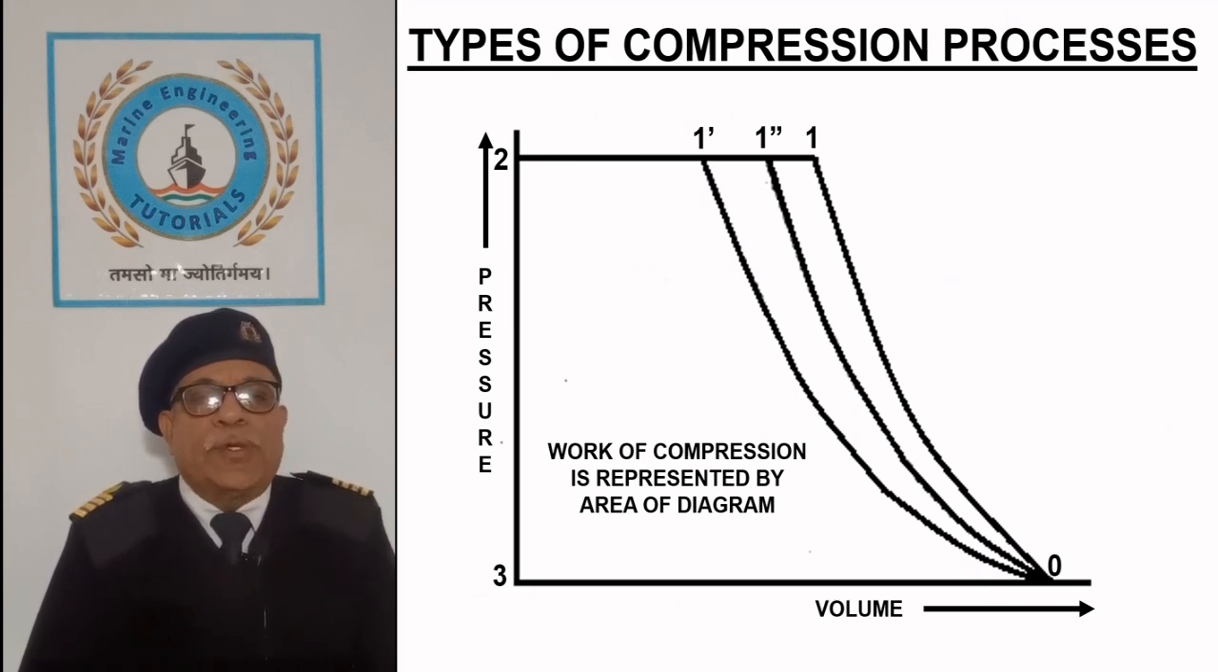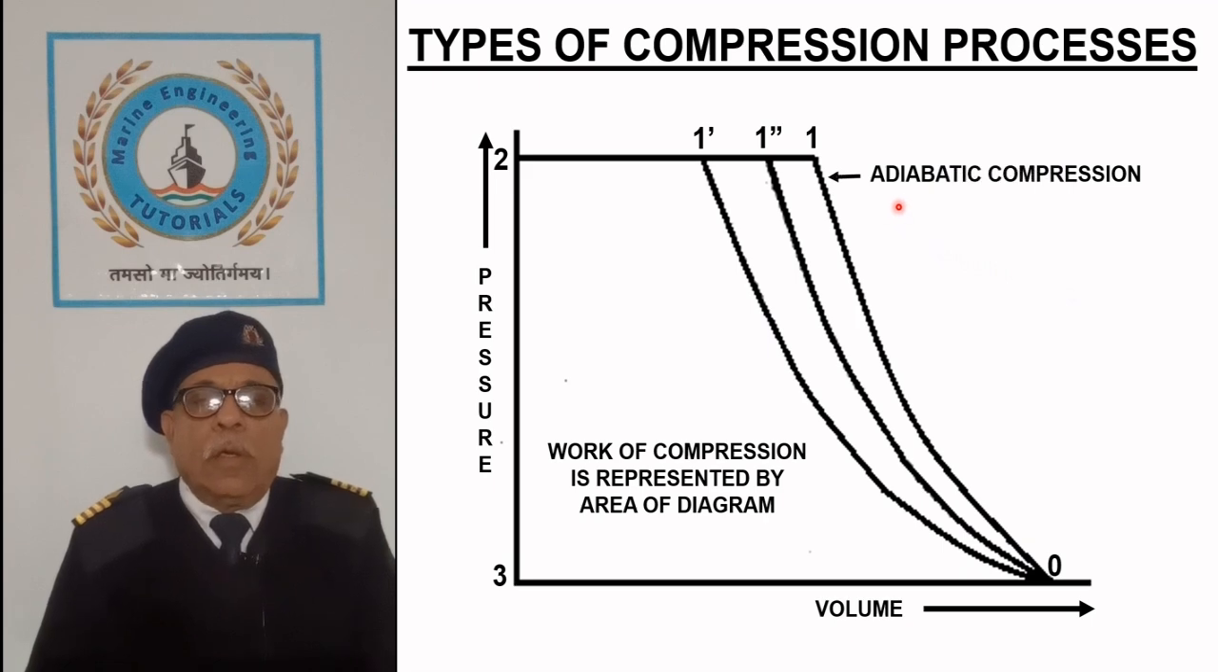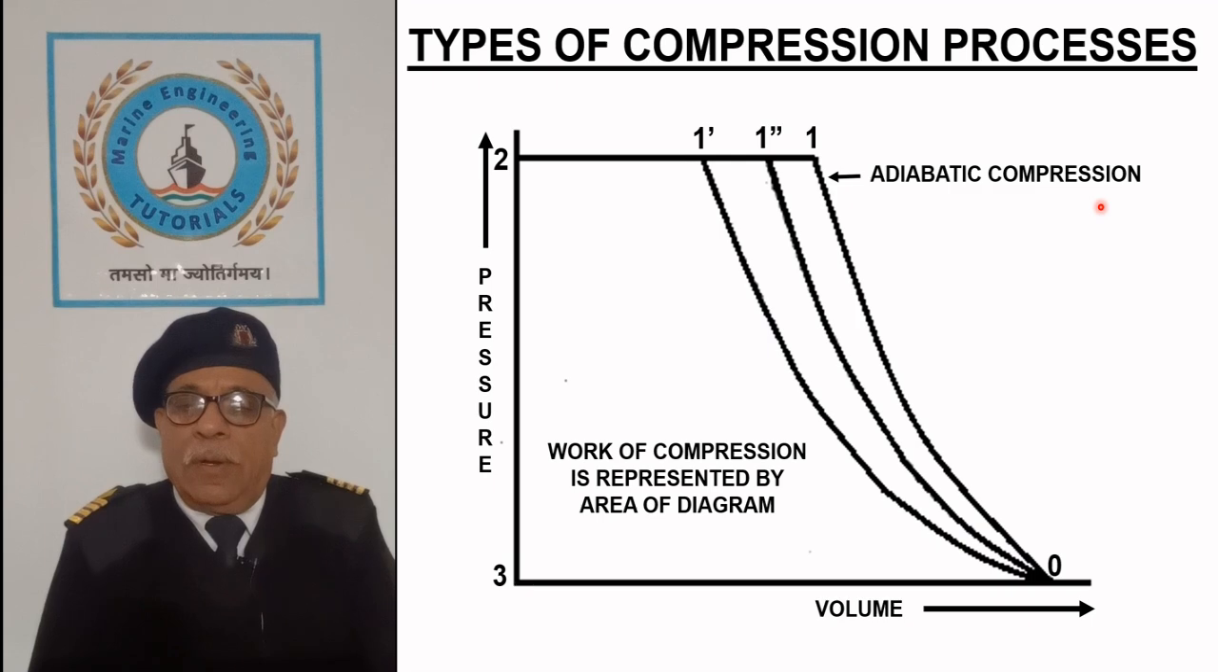Types of compression processes. The sketch shows three types of compression processes and compares the work required during each process. In adiabatic or isentropic compression, the enthalpy remains same, which means that no heat is exchanged from the system and the heat of compression is also stored in it.